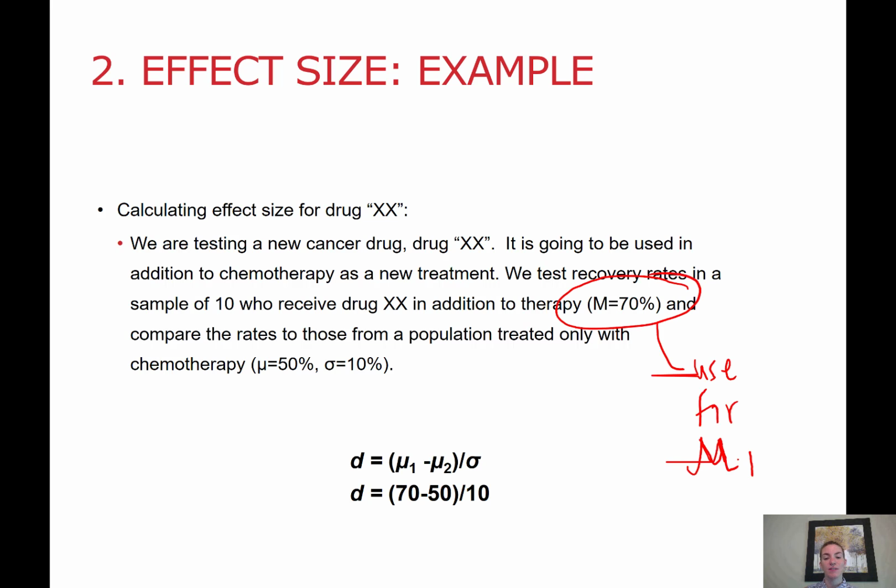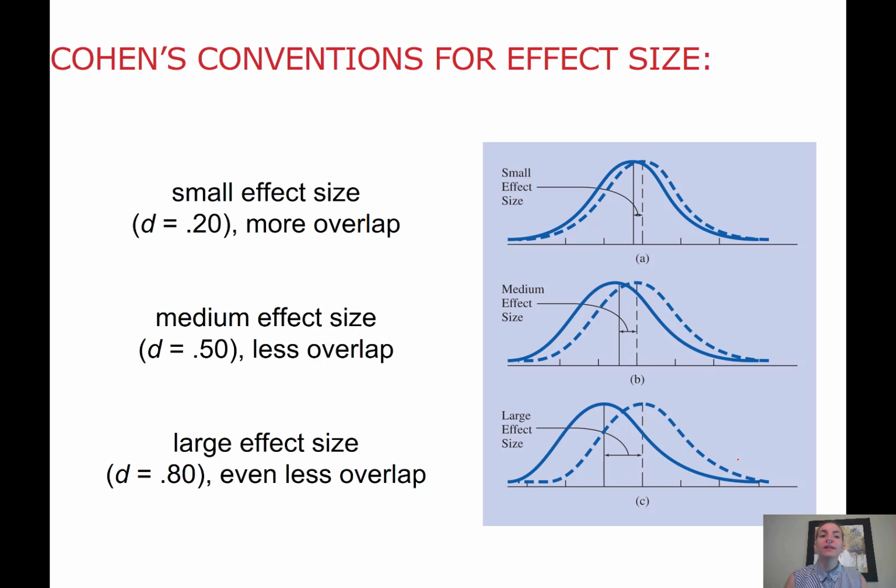So 70 minus 50 divided by 10, and I get Cohen's d equals 2. Cohen laid out some conventions for interpreting your effect size coefficient, or your Cohen's d value. First, the threshold for a small effect size is 0.2.